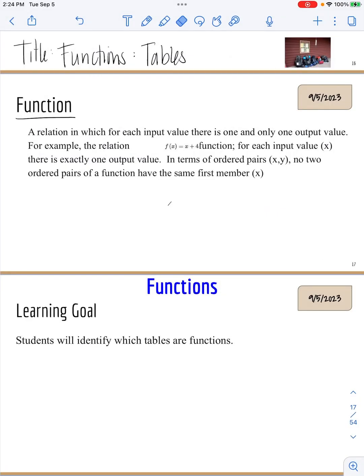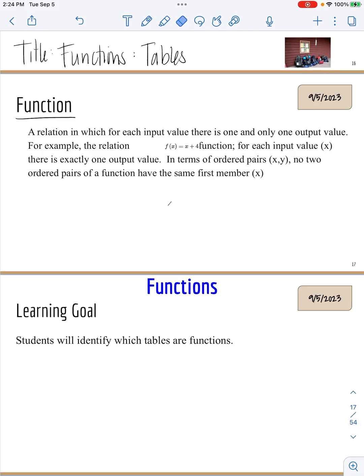Okay, I decided to go ahead and record today's notes so that the people that are testing can watch it again later, or if you're absent, you can watch it, or if you need to watch it again, you can do so. So we're gonna go ahead and title our notes functions.